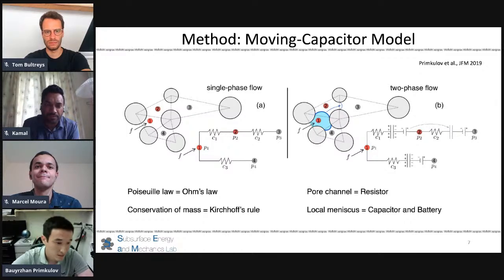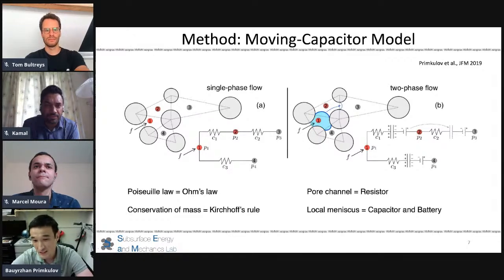So what they realized is, the Poiseuille law in flow in porous media is equivalent to Ohm's law in electrical circuits. So the conservation of mass is equivalent to Kirchhoff's law at each node. And the only step that was left to make it a two-phase flow description was to realize that local fluid-fluid interfaces can really be represented by a combination of batteries and capacitors for this geometry.